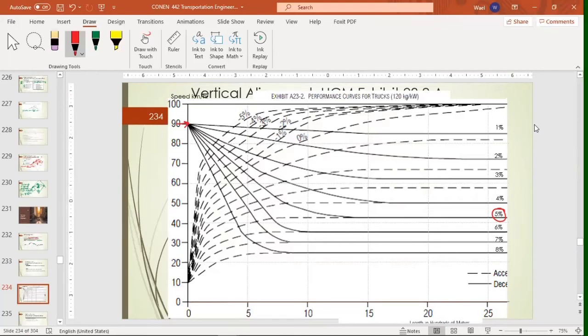The horizontal axis here is the distance in meters. So if the truck goes here, let me just add this for you.